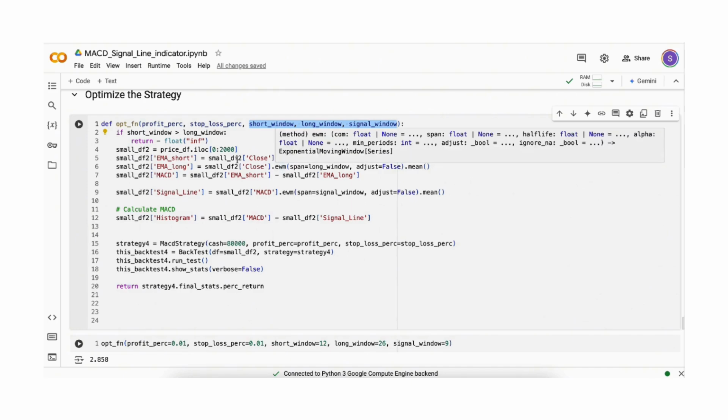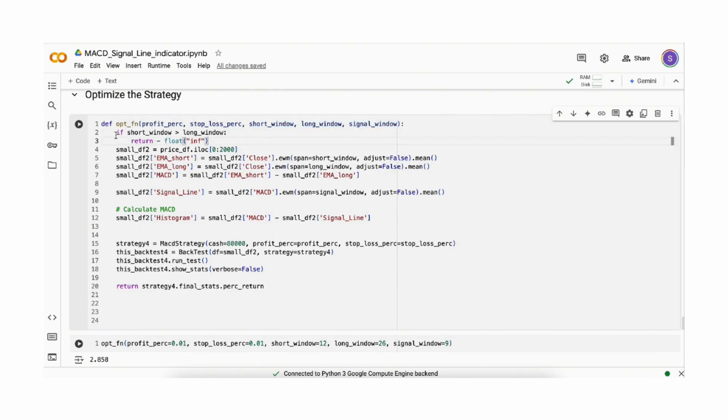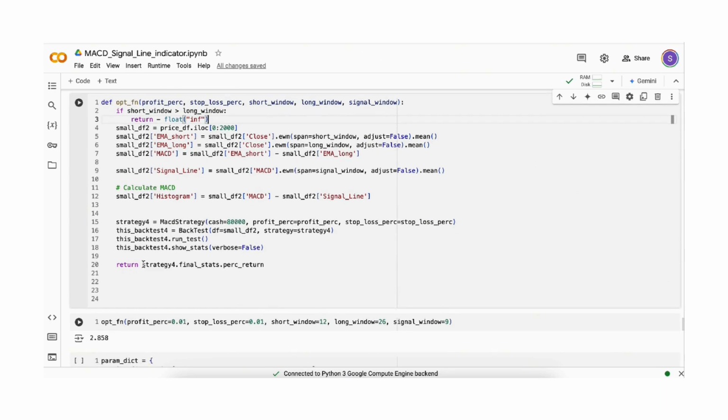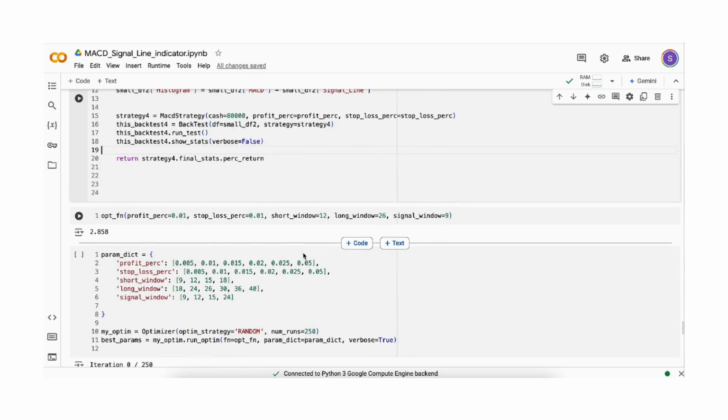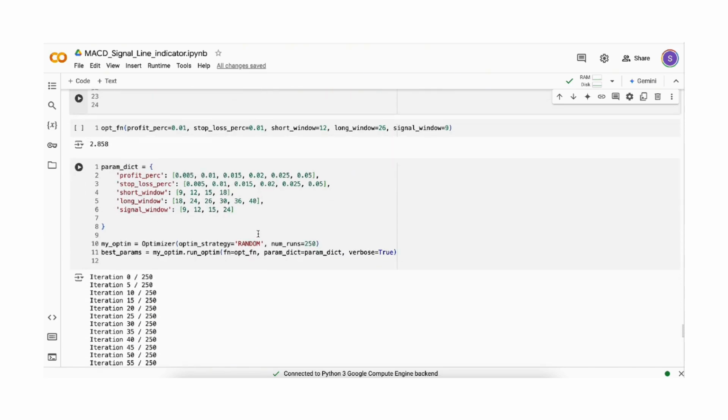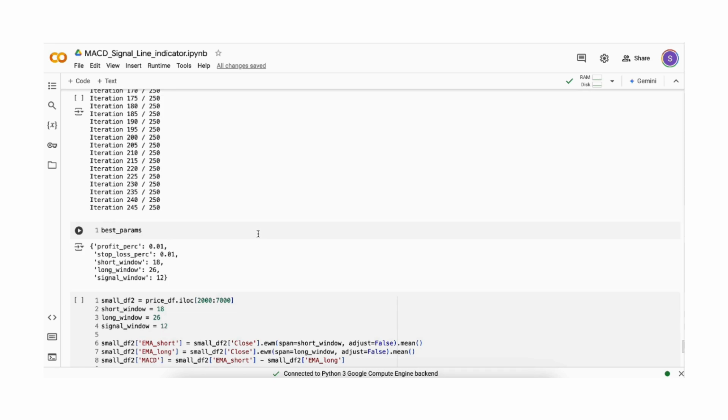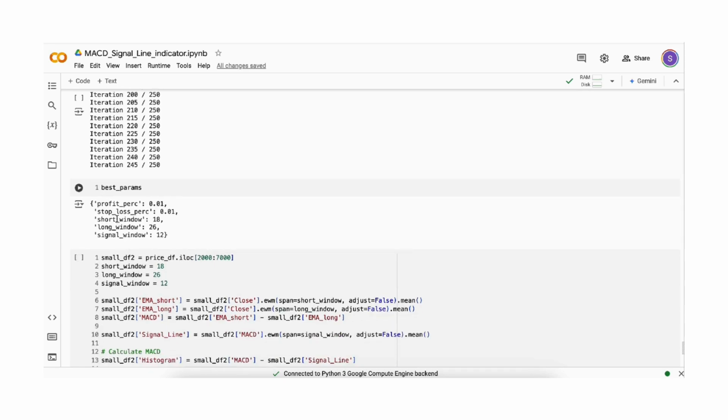And the idea is, this is a constrained optimization. So if the short window is larger than the long window, which we never want, we just return minus infinity. So we will never choose a condition where this happens. And then we just return the percentage return if we use this short window and the long window. And so we go through 250 steps of the optimization, and that returns our best parameters, which says to choose a short window of 18, long window of 26, and a signal window of 12.